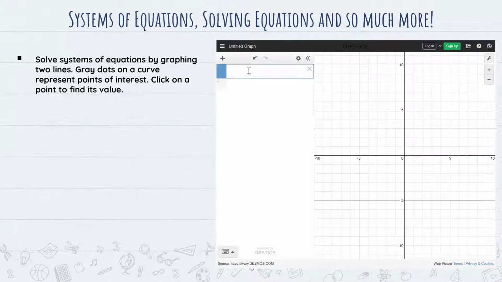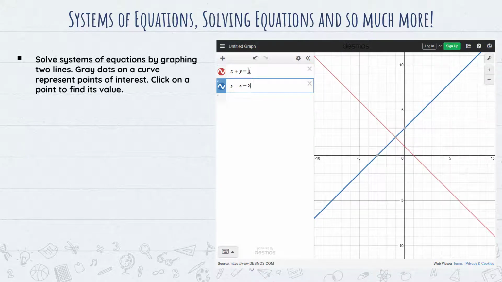And I'm going to graph the 2 lines x plus y equals 1. And I'm also going to graph the line y minus x equals 3. Clicking on the gray dot shows the exact value of this point and therefore the solution to this system.